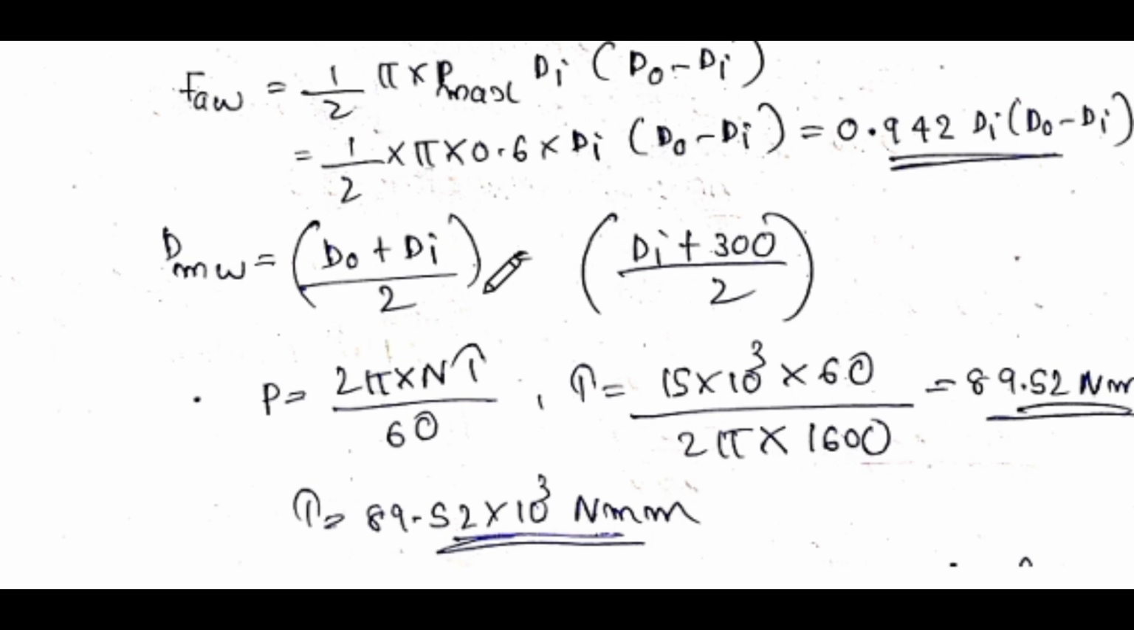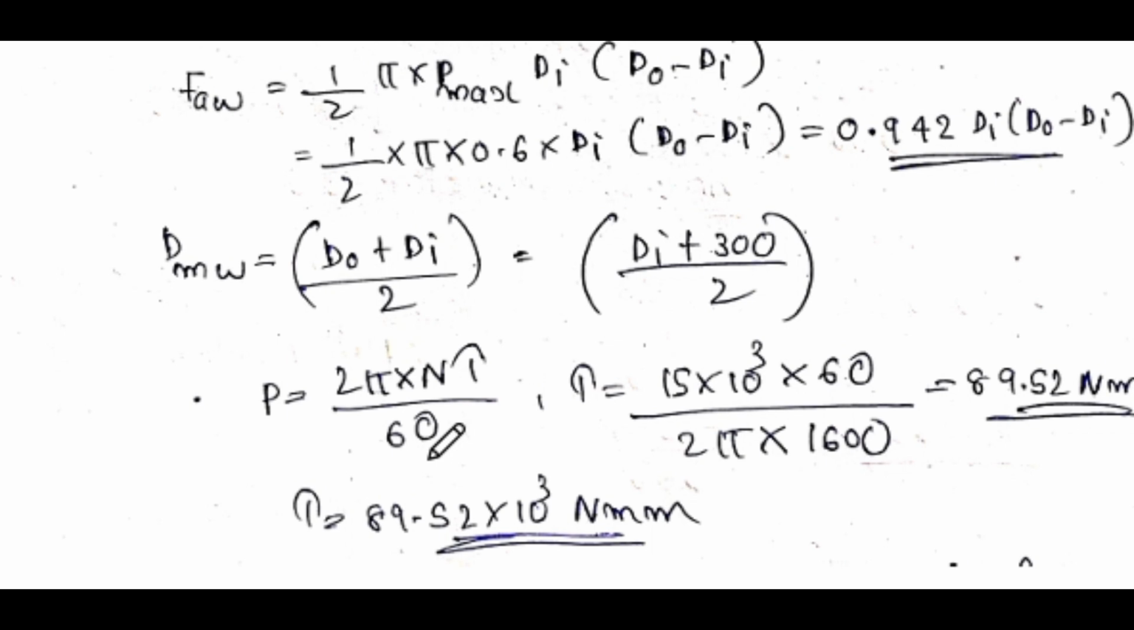The next term we can find is torque. Torque is always found by using the equation P equals 2 pi n T by 60. We have the power, so substitute all the values, but you have to substitute the power in watts, not kilowatts. In the question it is given in kilowatts, so 15 kilowatt has to be converted into 15 into 10 raised to 3 watt. All the remaining values are the same as in the given question.